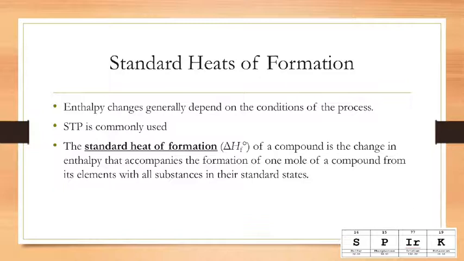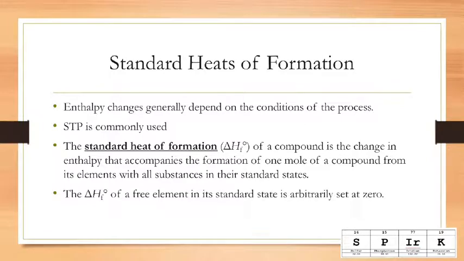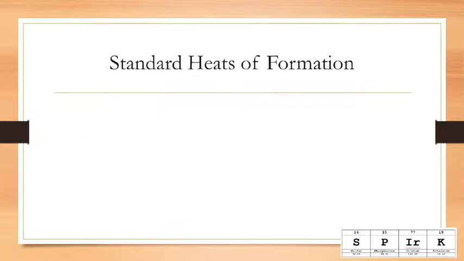So the standard heat of formation of a compound is the change in enthalpy that accompanies the formation of 1 mole of a compound from its elements with all substances in their standard states. The delta HF of a free element in its standard state is arbitrarily set at 0. So if we had O2 by itself, its standard heat of formation would be 0. Like I just said, for diatomic elements, they're going to be 0.